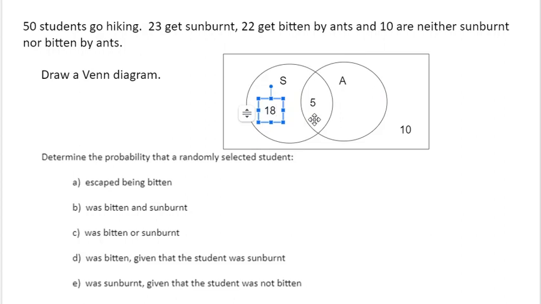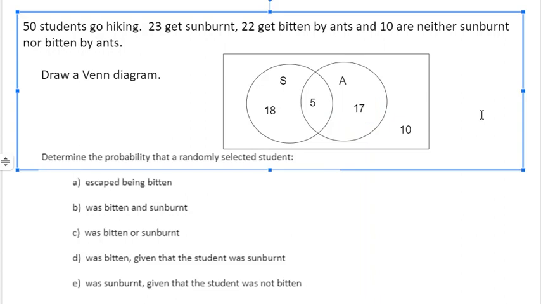All right, and 5 are in the overlap. 22 were bitten by ants. So how many were only bitten by ants? 17. Okay. So now we have, I think it totals 50, and I think that it still fulfills everything that it told us. 23 were sunburnt, 22 were bitten by ants, 10 were neither.